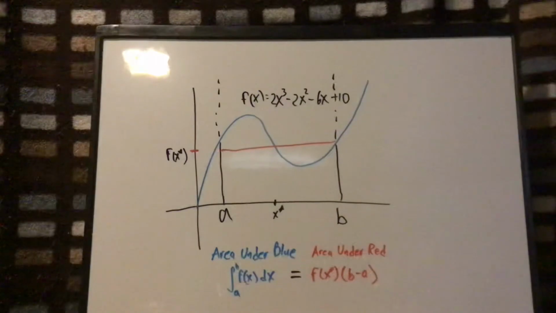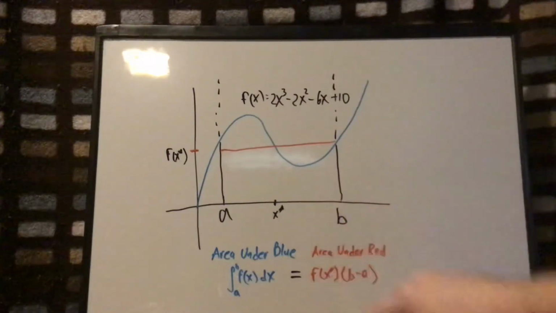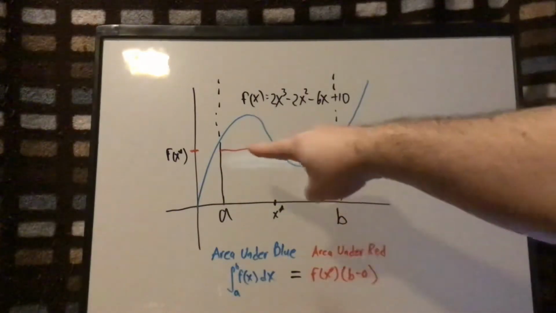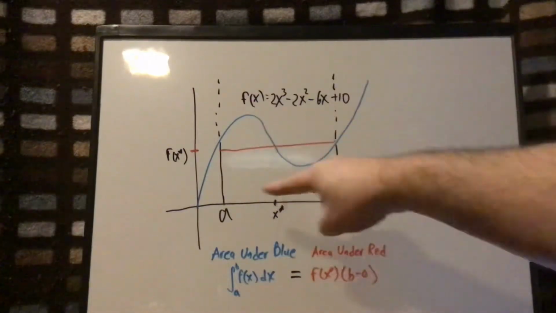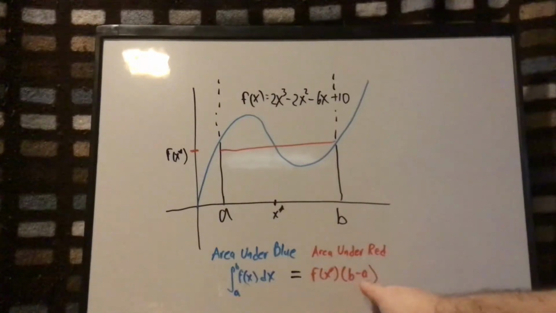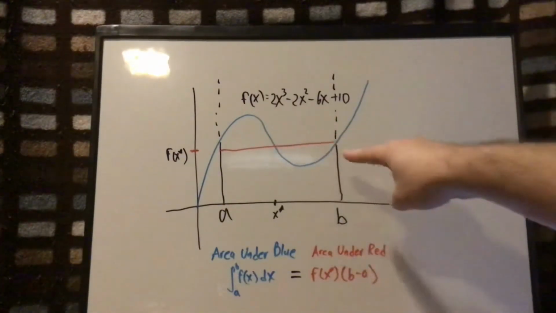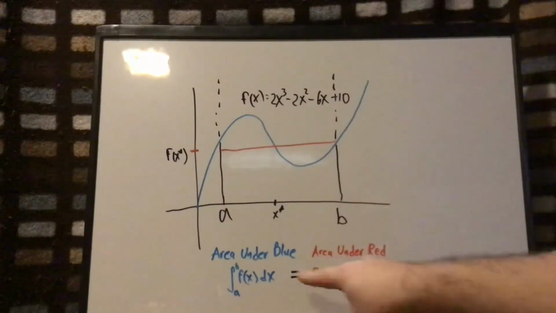So the area under the red line will have the same area. What the mean value theorem for integrals says is that such a spot exists, this spot here, x star. Since this is flattened out and made a rectangle, the area of that rectangle would be its base times its height. So that's what this is representing.